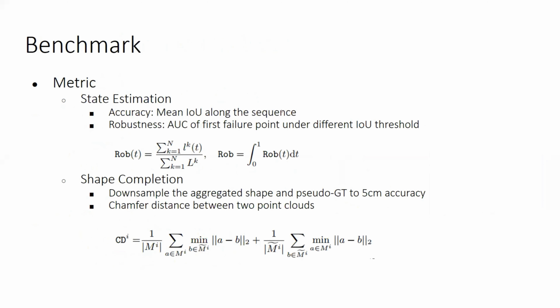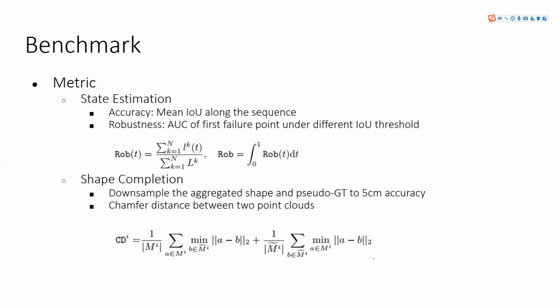For the evaluation metric, we have two parts. The first is for the state estimation. We follow the settings in the 2D SOT setting and define two metrics, accuracy and robustness. They are orthogonal in some sense, in that they evaluate different properties of the tracker, according to their claim. The first metric is the accuracy. It's simply the mean IOU along the sequence. This is a very simple one.